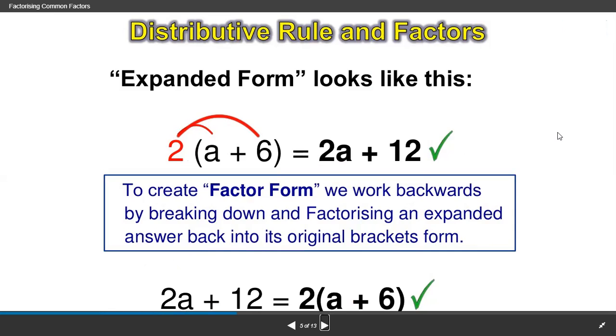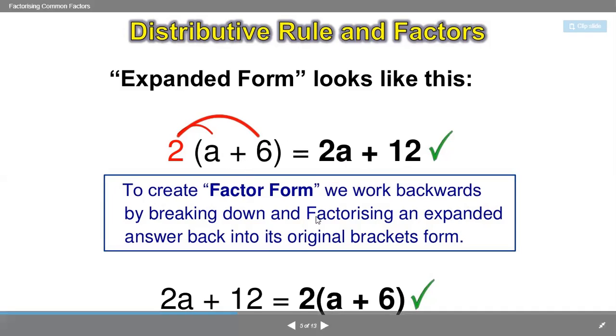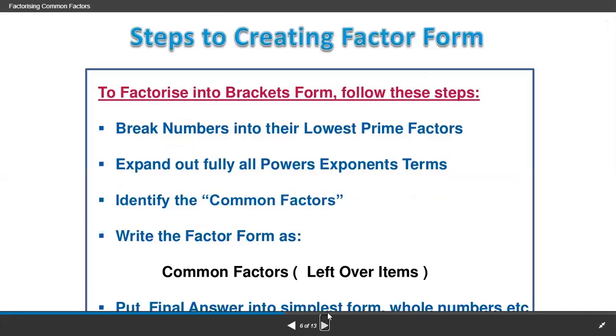So we will use 2. We will take 2 as a common factor. Then if you look up here, it was 2 and then a plus 6. So we will use the opposite operation now. I'm going to give you this expression, which is 2a plus 12, and then I'm looking for how it was at the beginning when you use a common factor.